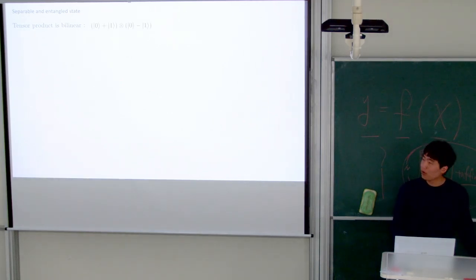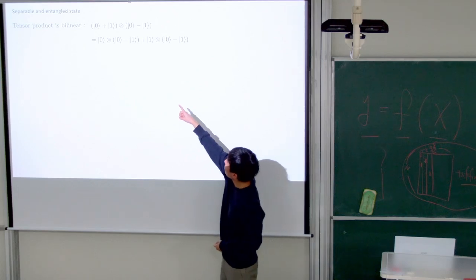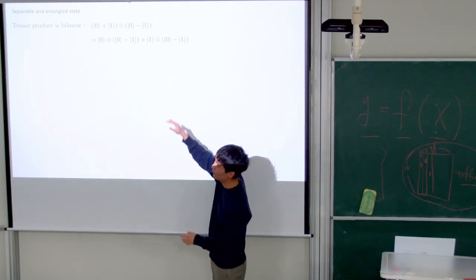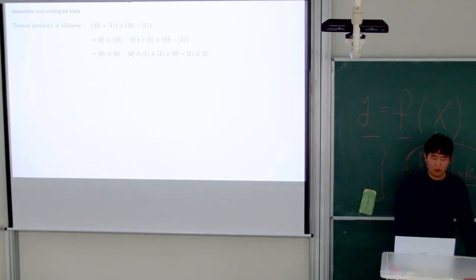If you want to compute the following tensor product, you can work as if you are doing the inner product. It means that it is bilinear. So you can compute first the second component, expand it with this, and then also expand it in the first component.